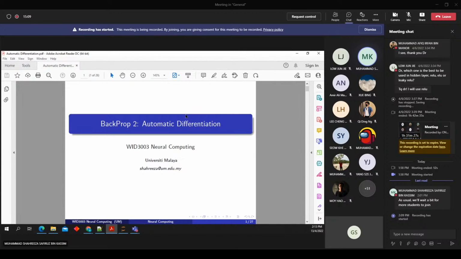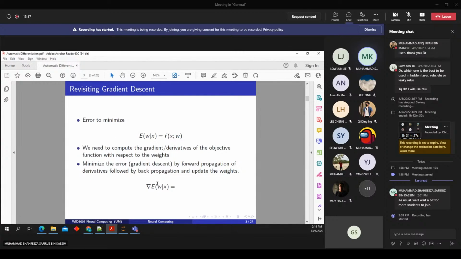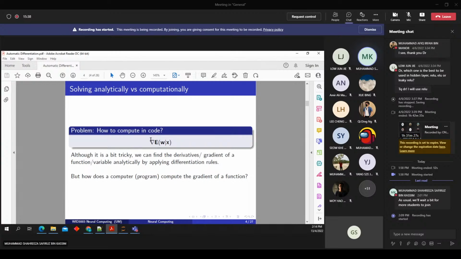So this is automatic differentiation. We have the multi-layered perceptron, right? And we have the error that we want to minimize. Again, we need to compute the gradient with respect to the weights, minimize the error by forward propagation of derivatives, and then backpropagation and update the weights as such. This is a problem. How do we actually do this, right? Especially when the network is getting larger and larger and larger, right?